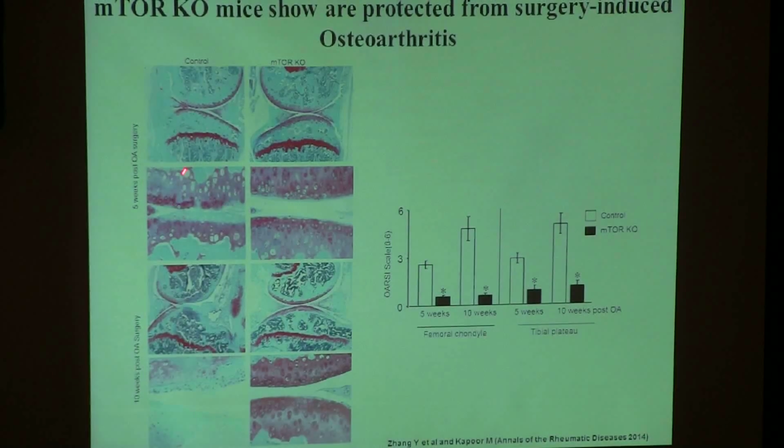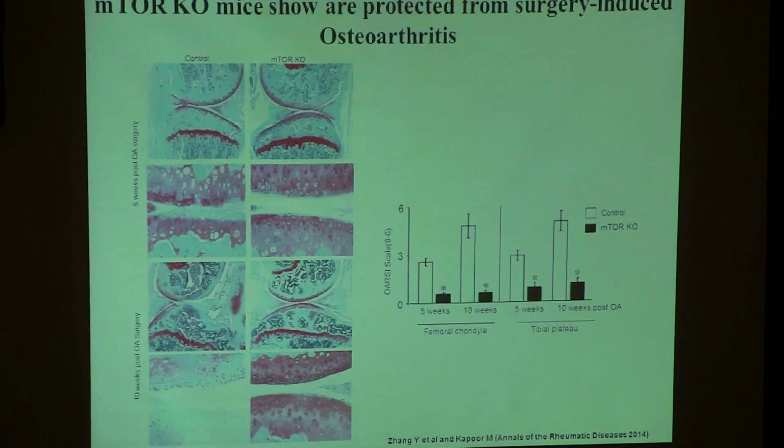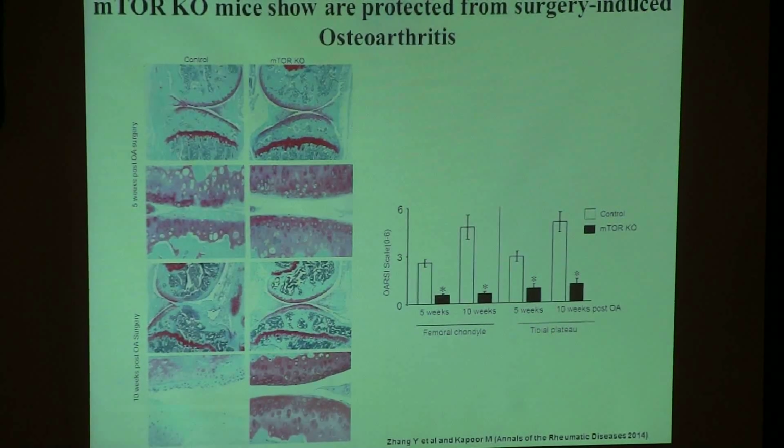As you can see, 5 weeks post-surgery in the controls, you have loss of articular cartilage, loss of proteoglycans as expected, and loss of cellularity of the articular cartilage chondrocytes. And this phenotype becomes more profound at 10 weeks post-OA surgery. You have more cell death as well as more destruction of the articular cartilage. However, if you look at the mTOR knockout mice, at either 5 weeks or 10 weeks post-OA surgery, these mice are protected from osteoarthritis.